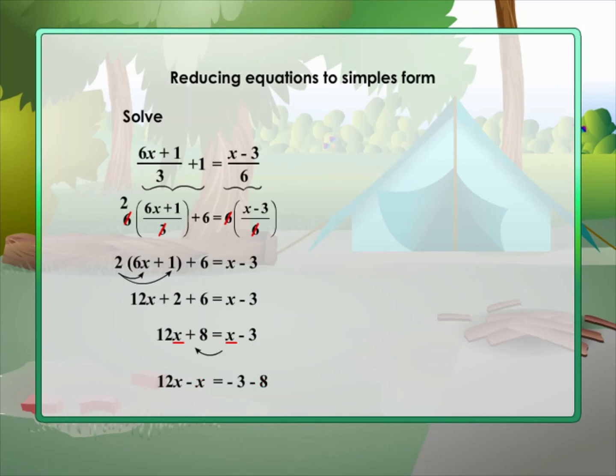Therefore, 12x minus x is equal to minus 3 minus 8. That is, 12 into x minus x is minus 11 into x in the left side, and minus 3 minus 8 means we should add the numbers and put the minus sign. That will be minus 11. Hence, 11 into x is equal to minus 11. Divided by 11 on both sides, we have x is equal to minus 1.